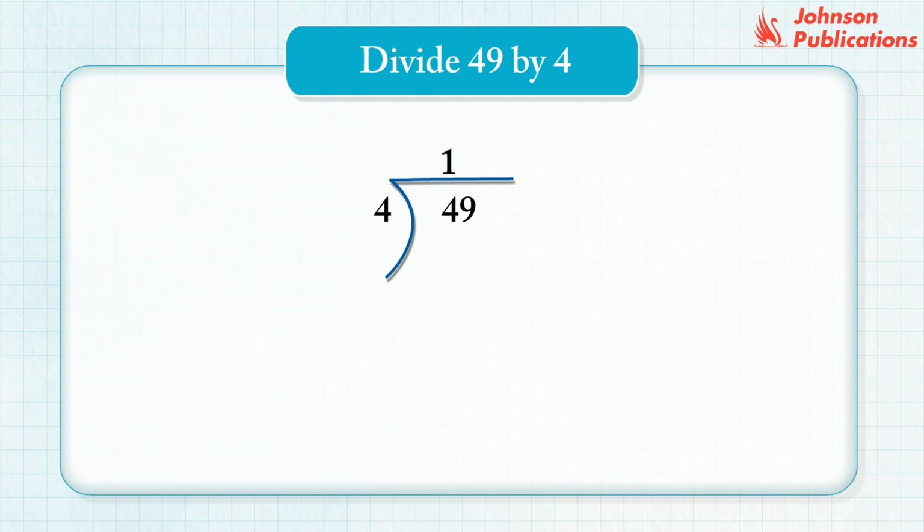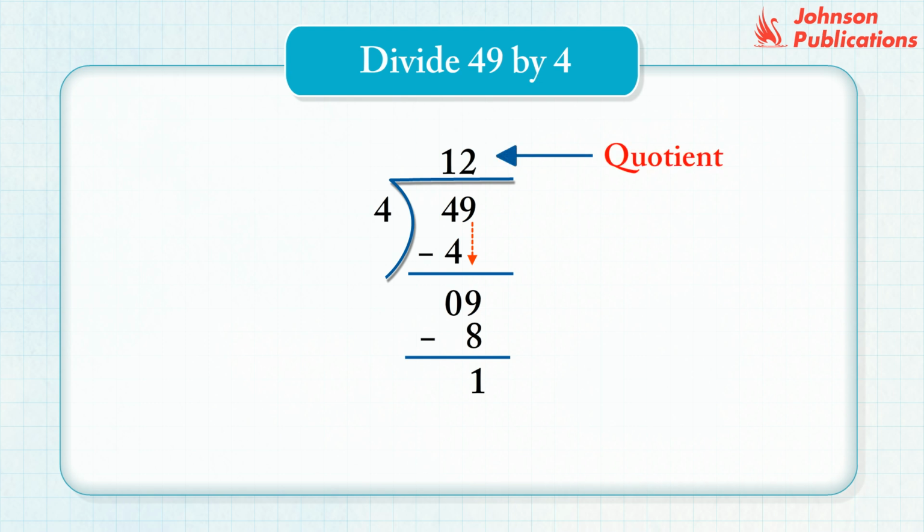So, write 1 in the tens place of the quotient and 4 below 4 and subtract it. The remainder is 0. Step 2. Bring down the ones digit, that is, 9. We know 4 multiplied by 2 is equal to 8. Now, write 2 in the ones place of the quotient and 8 below 9 and subtract. The remainder is 1. 12 is the quotient and the remainder is 1.